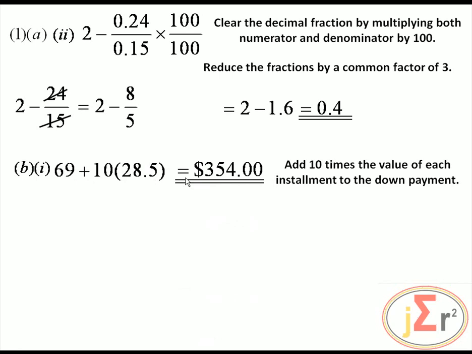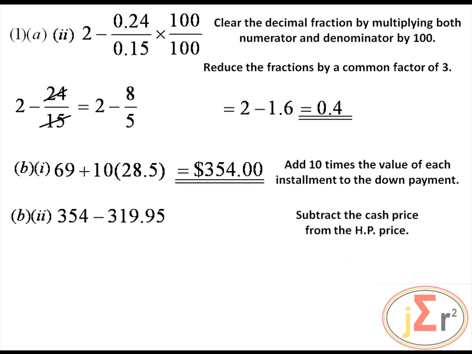Then calculate the difference between the total hire purchase price and the cash price. Of course, the hire purchase price is $354, and we need to find the difference between this figure and the cash price of $319.95. So we subtract the cash price and the result is $34.05.